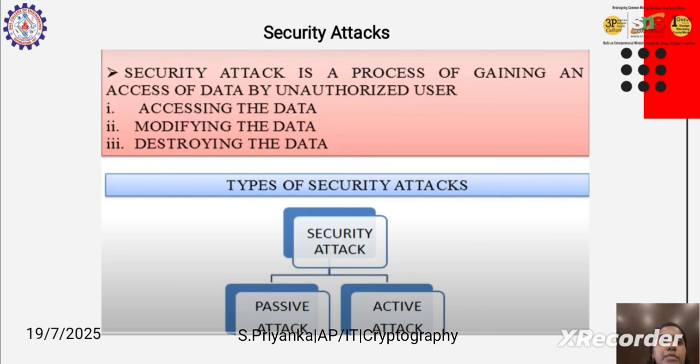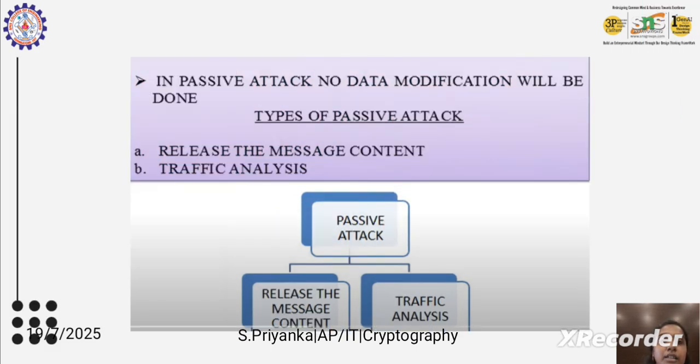Two types of security attacks are available. First is the passive attack, next is the active attack. Let us see the passive attack in detail. In a passive attack, no data modification will be done. That means the data can be accessed, but no data can be modified by hackers or other users. You can only read the message.